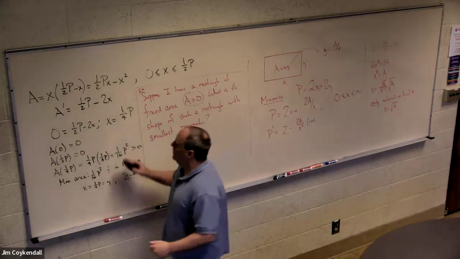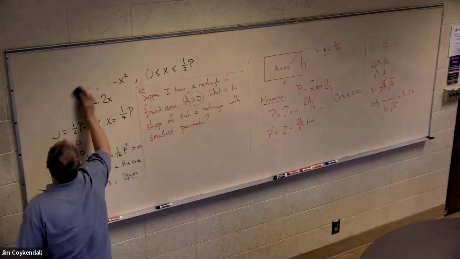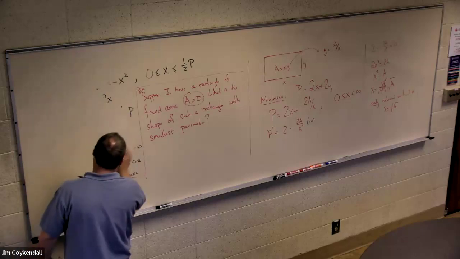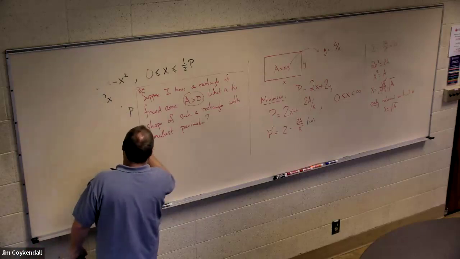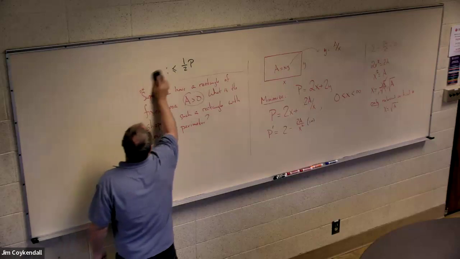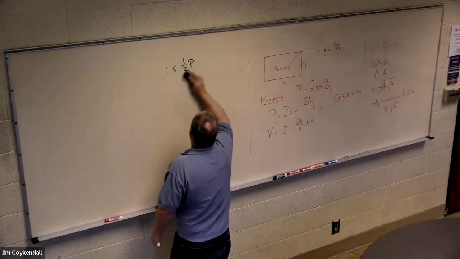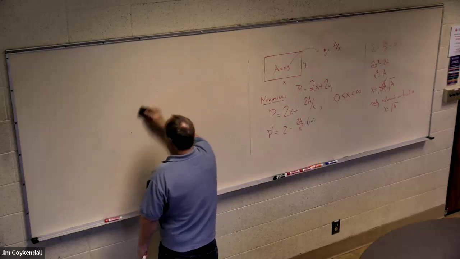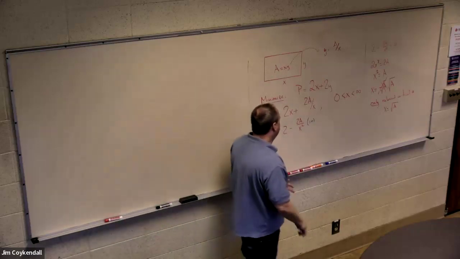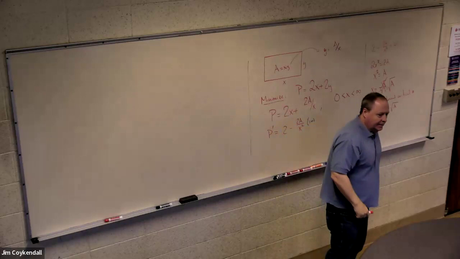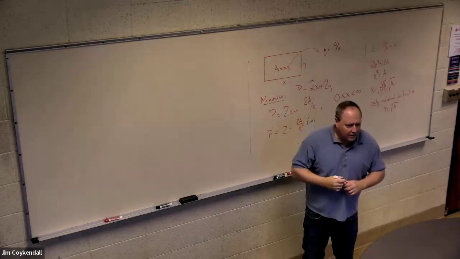Now, here's the $64,000 question. Is this a max? Is it local? Is it absolute? Is it a min? I mean, wouldn't it be embarrassing if this is a max? How do we do this?